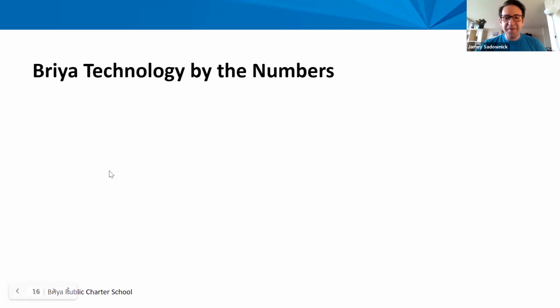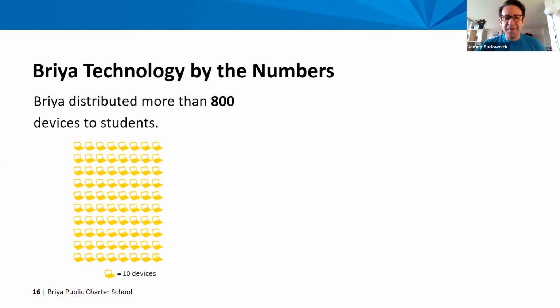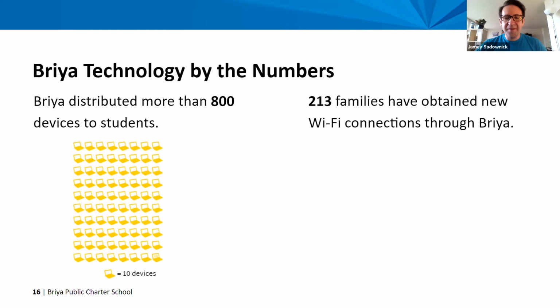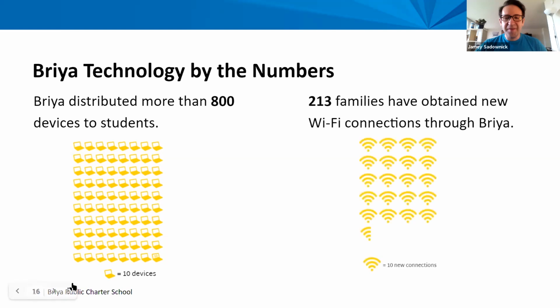So one of our first things we realized at the start of the year is that our students do not have computers and many do not have internet access. So we undertook a really large initiative to distribute over 800 devices to our students, as well as connect 213 families with Wi-Fi. We recognize that our program is a public charter school, and that can afford us the resources to do this. We realize that not every program will be able to provide resources on this level.